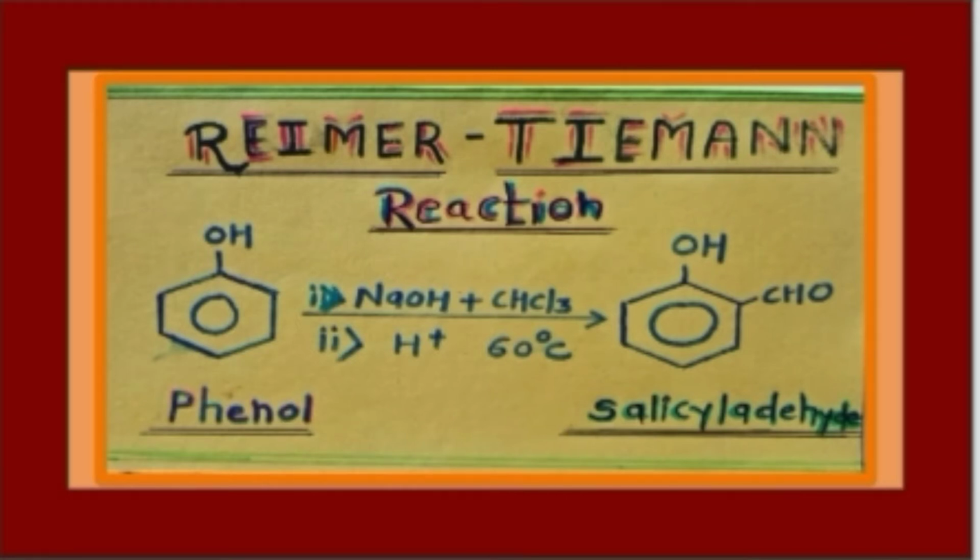Now, why do we get salicylaldehyde as a major product here? Because between the oxygen atom in the CHO group and the hydrogen atom in the OH group, intramolecular hydrogen bonding takes place. That's why we get the salicylaldehyde as a major product here.